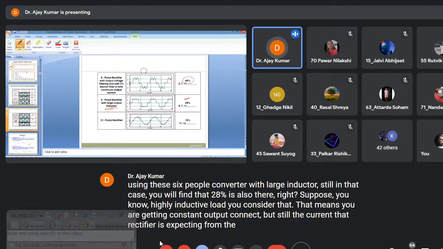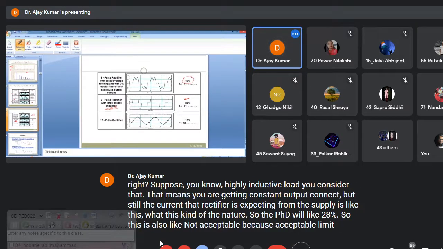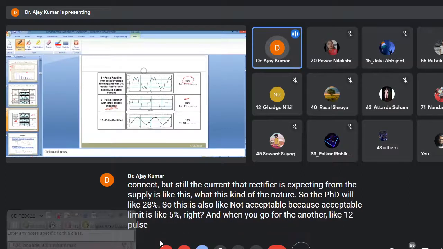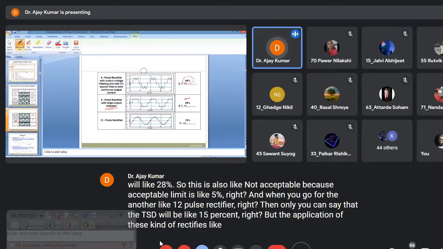So the THD will be like 28%. So this is also not acceptable, because the acceptable limit is like 5%, right? And when you go for another, a 12-pulse rectifier, then only you can say that the THD will be like 15%, right? But the application of these kinds of rectifiers is not so much.